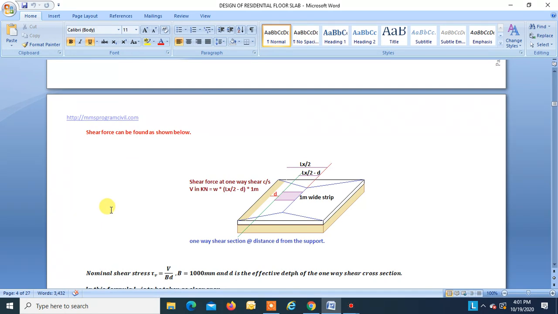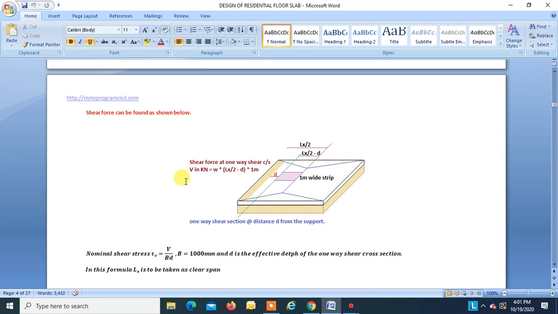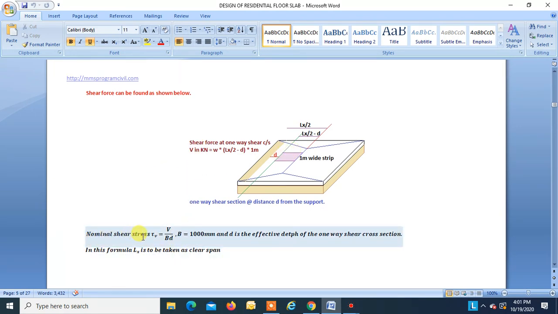Again check for shear, same fundamentals as we saw above. So V is equal to W, the load acting on this 1 meter wide strip, into this distance Lx by 2 minus d, into 1 meter, that is V, and nominal shear stress tau V is equal to V divided by b d.